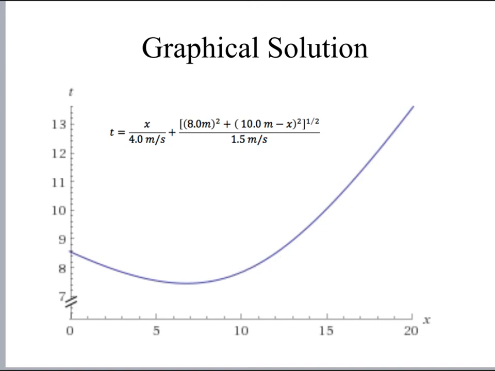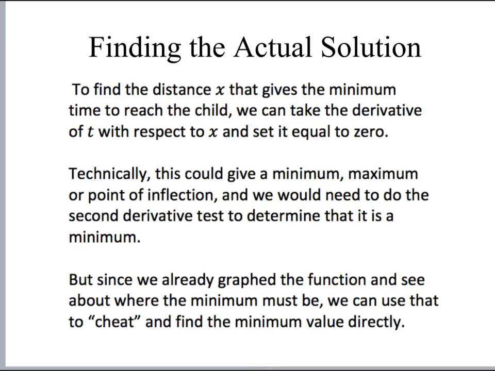Now, where is it a minimum? It looks to me to be a minimum around here, somewhere between 6 and 7. It's hard to say exactly, but that's where the minimum looks to be. And so, if you're a lifeguard, that might be good enough: I need to run about 6 meters, and then I need to jump in the pool and swim to the kid. But let's see if we can get the actual optimum value. In order to find the x that's going to give the minimum time to reach the child, we're going to take the derivative of t with respect to x.